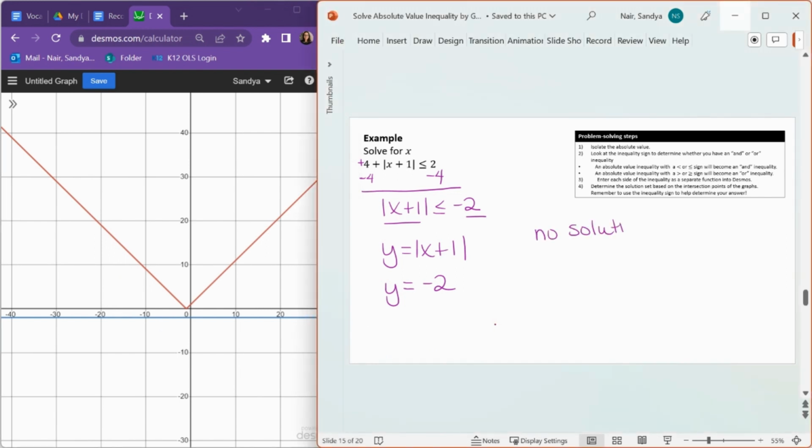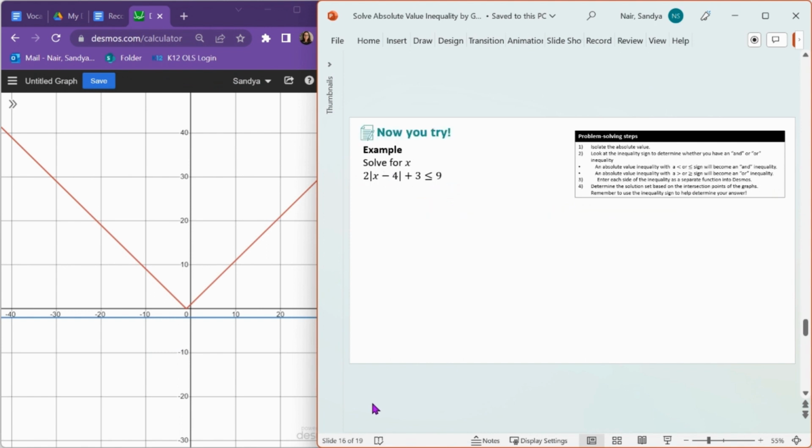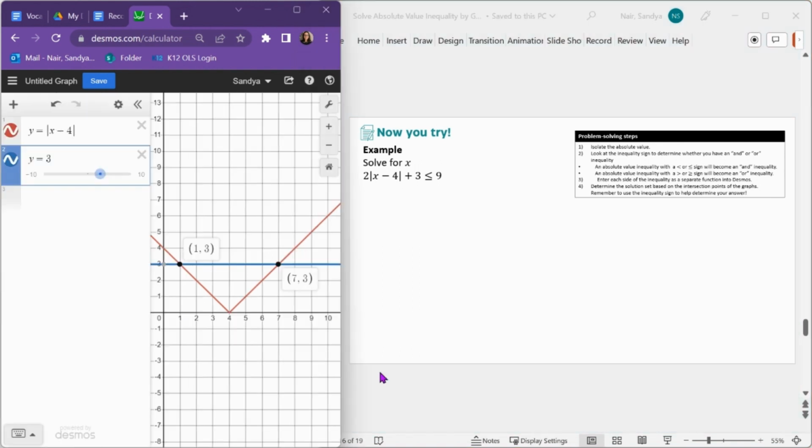Okay, and if you remember, we said that in the special cases video because we said that it's not possible to have an absolute value that's less than a negative number, right? Because an absolute value is going to equal a non-negative number, and there are no non-negative numbers that are less than or equal to -2. So now you can go ahead and pause the video and try doing this example on your own.